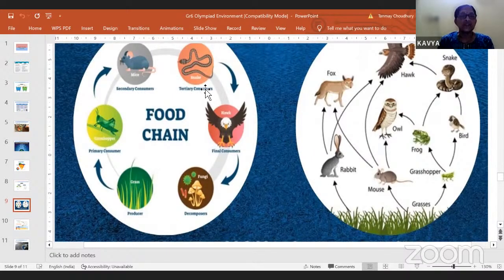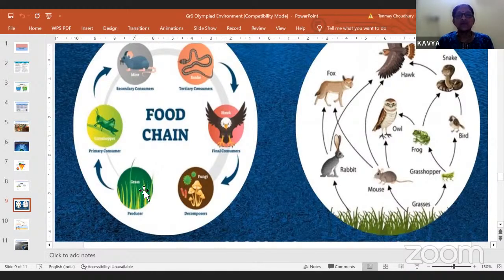Food chain is a chain where the animals have been put in a chain like this. And how are they arranged? By being eaten or eating. For example, it always starts with green plants. Why? Because green plants make their own food. They don't depend on anyone for food. By the process of photosynthesis, they make their food. That is why they are known as producers or primary producers, because they produce food.